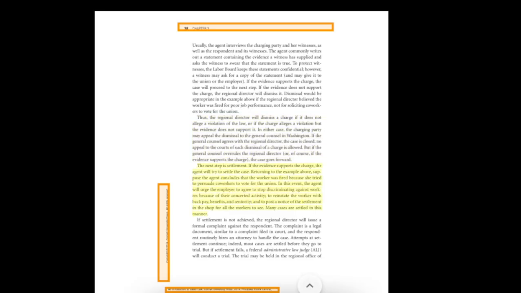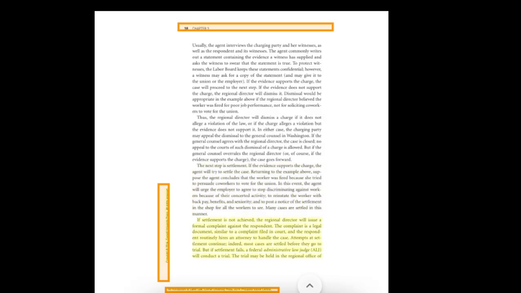If the evidence supports the charge, the agent will try to settle the case. Returning to the example above, suppose the agent concludes that the worker was fired because she tried to persuade coworkers to vote for the union. In this event, the agent will urge the employer to agree to stop discriminating against workers because of their concerted activity, to reinstate the worker with back pay, benefits, and seniority, and to post a notice of the settlement in the shop for all the workers to see. Many cases are settled in this manner.